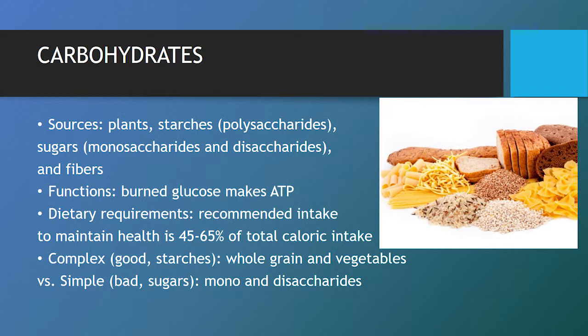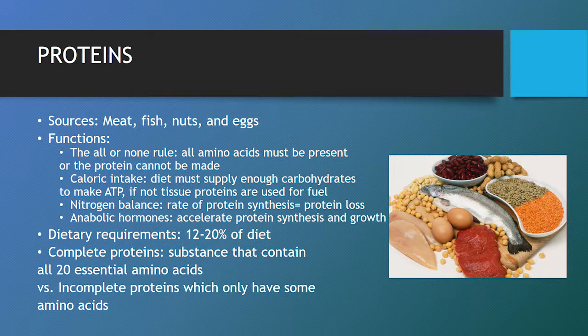There are complex versus simple carbohydrates. Complex, which are good ones, include examples such as whole grain and vegetables, while simple carbohydrates are bad, such as sugars or sodas. Then moving on to proteins, sources of that can be found in meat, fish, nuts, and eggs.